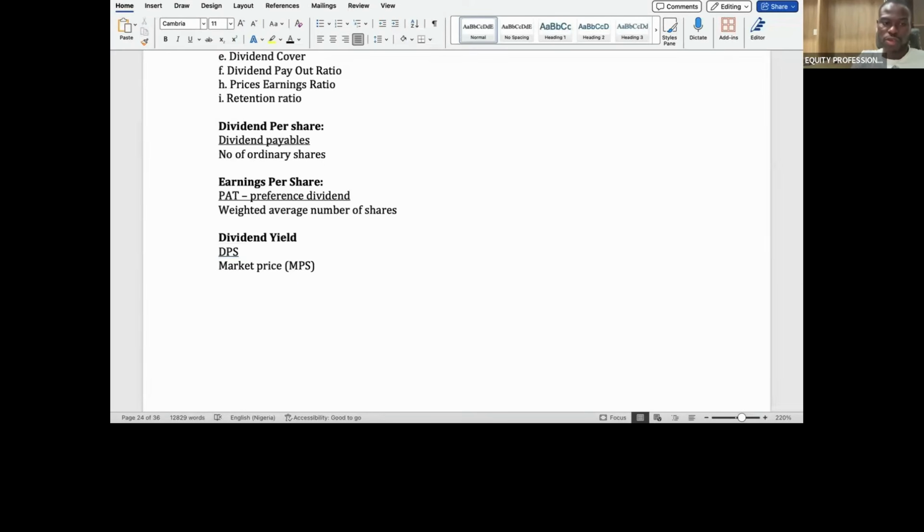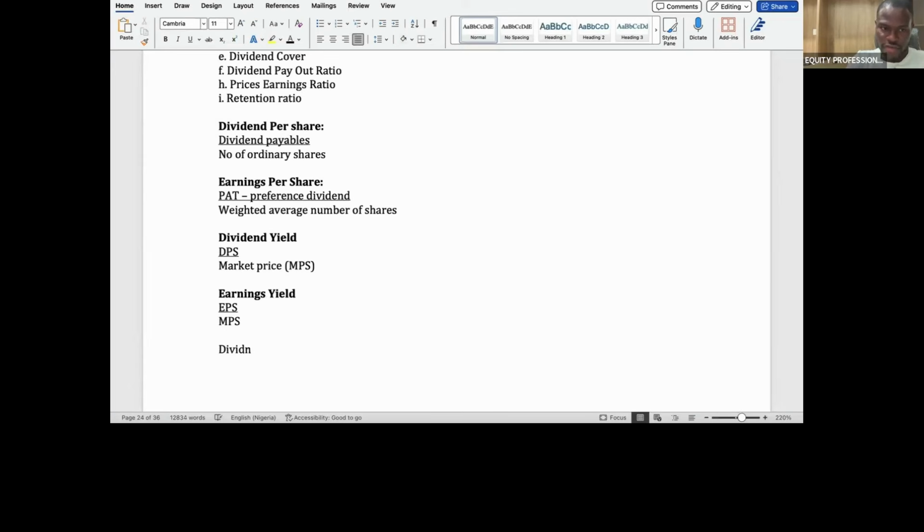So the next one is, let me bring in earnings yield also, because the same interpretation can be given to it. You can do your EPS over market price. For market price, I'll just use MPS going forward, market price per share.